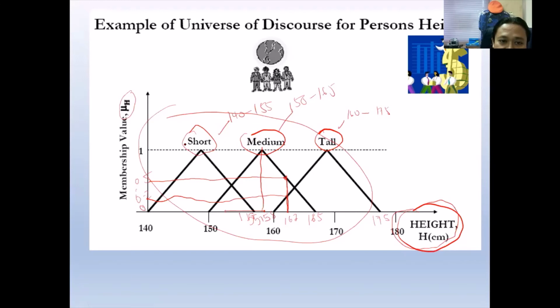Okay, this you can set as the fuzzy set for short, and then this is the fuzzy set for medium. So this is the fuzzy set for tall, for example. So this one in the graphical form, you can see, we call the graphical membership function.